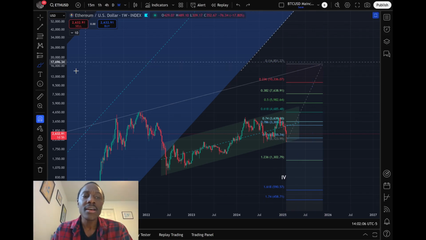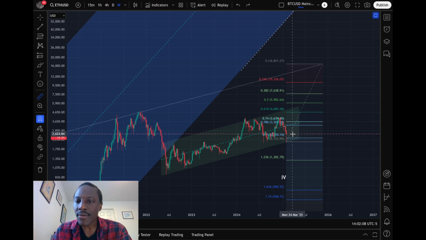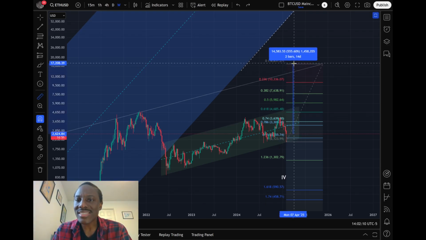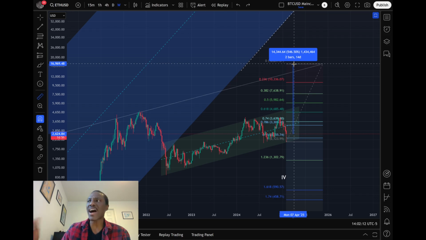From where we're at right now, Ethereum moving to 16.8 is a 550% move. That's like a 6x. Because 100% is a 2x, so a 500% move is a 6x. A 550% move is a 6.5x.